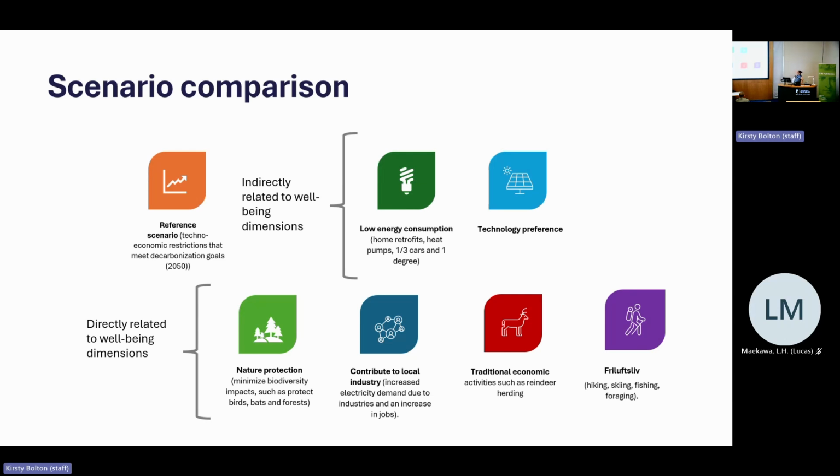The second one was contribution to local industry, so that we develop scenarios where we see more electricity demand due to an increase in local industry that would bring jobs or keep jobs in the area. And then we also have scenarios linked to economic activities such as reindeer herding, where we would not allow wind energy in those areas that are most important for Sami reindeer herding.